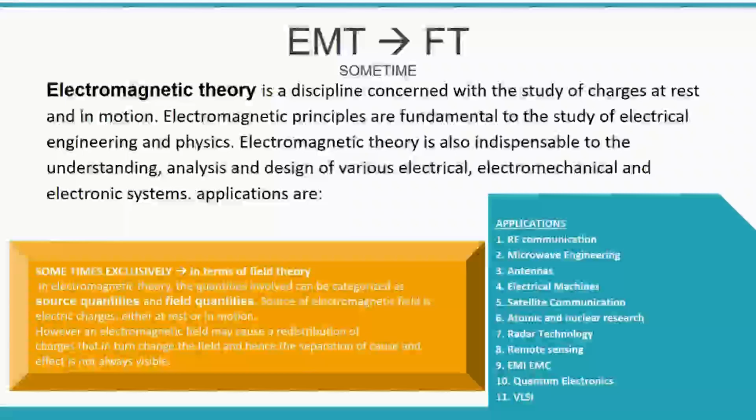In electromagnetic theory, the quantities involved can be categorized as source quantities and field quantities. The source of electromagnetics is electric charge, which may be at rest or in motion. However, an electromagnetic field may cause a redistribution of charges that in turn changes the field, and hence the separation of cause and effect is not always visible. So already we said we are going to study the visible effects of an invisible force.